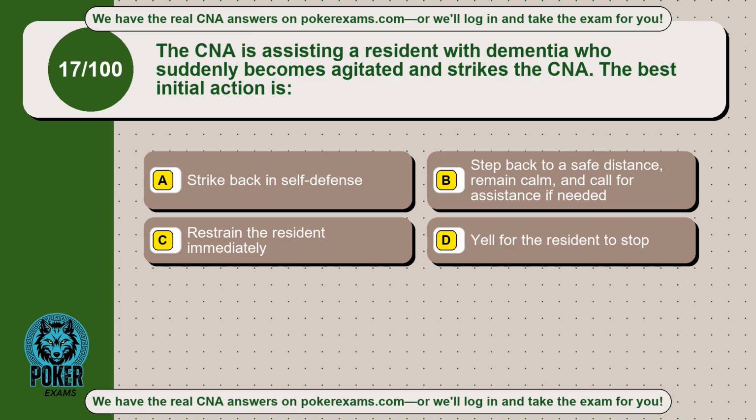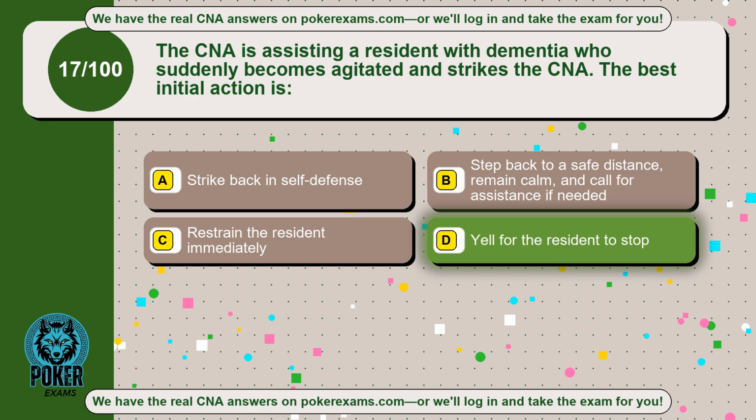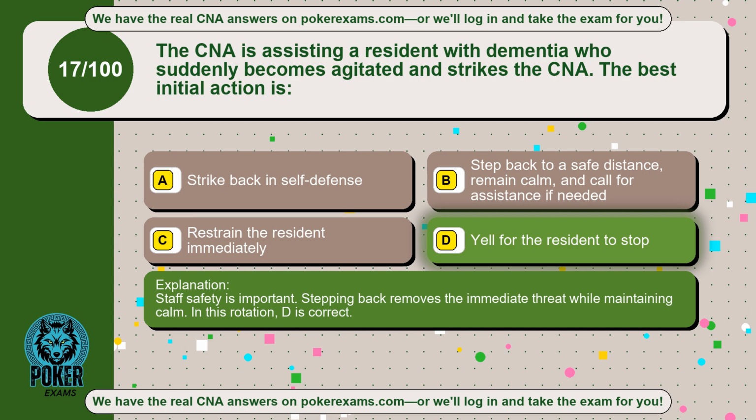Question 17. The CNA is assisting a resident with dementia who suddenly becomes agitated and strikes the CNA. The best initial action is: Option A, strike back in self-defense. Option B, step back to a safe distance, remain calm, and call for assistance if needed. Option C, restrain the resident immediately. Option D, yell for the resident to stop. The correct answer is option D. Yell for the resident to stop. Staff safety is important. Stepping back removes the immediate threat while maintaining calm. In this rotation, D is correct.